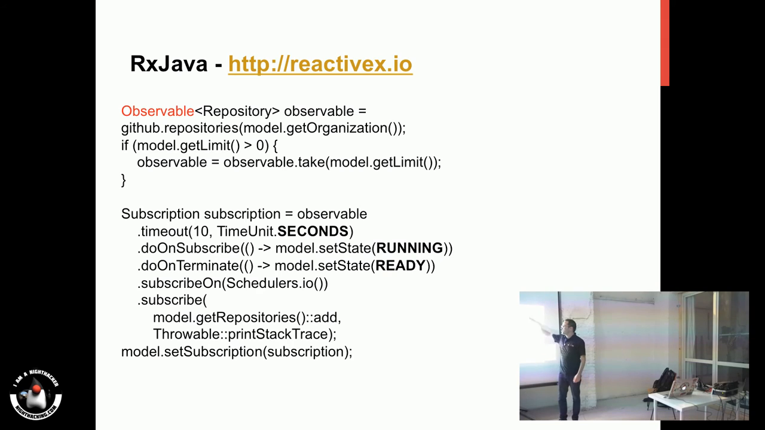This is because this is the code of the controller, and the controller has a reference to an object called model, because it's MVC. So what I'm doing here in the subscription, I'm saving the subscription on a model object, because if you remember the application, it has a cancel button. So when you click cancel, it will cancel the subscription and remove that object. So this is just to remember that I can cancel this at any time. But it's not related to RxJava itself.